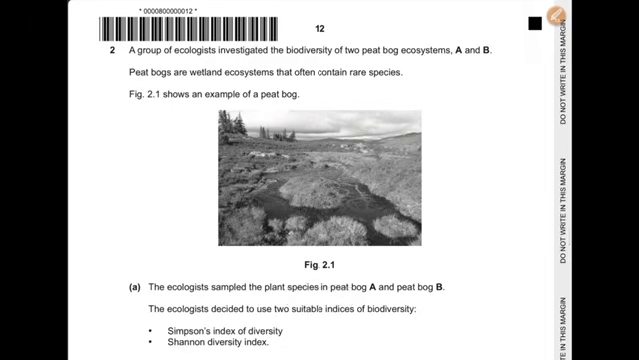Question number 2. A group of ecologists investigated the biodiversity of 2 peat bog ecosystems, A and B. Okay, so there are 2 ecosystems. One is A, the other one is B. What is a peat bog? These are basically wetland ecosystems that often contain rare species. Figure 2.1 shows an example of a peat bog.